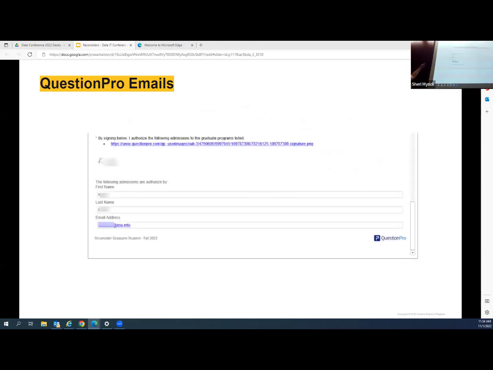Yeah, this is the email again, just how the request information comes through. So it actually does show you the signature and then the information that they inputted.